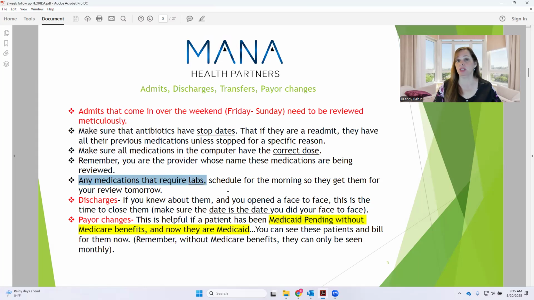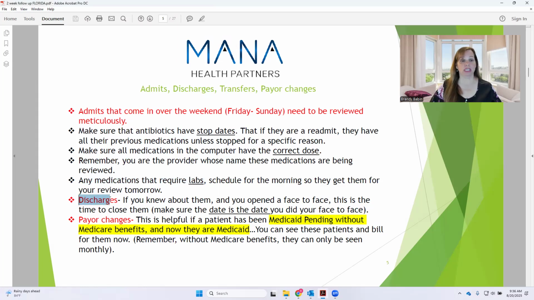And remember, CMPs are always better. It gives you your kidney function, it gives you your electrolytes, it gives you your protein status, and it gives you your liver function. So make sure you're always ordering a CMP for that initial.